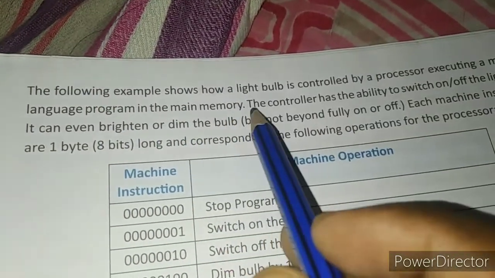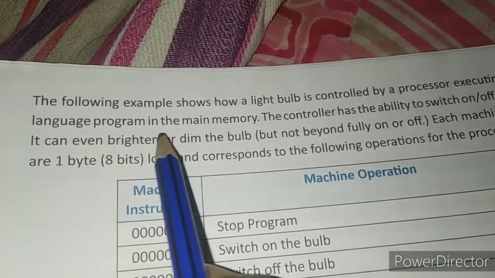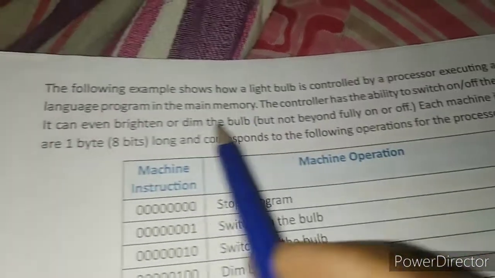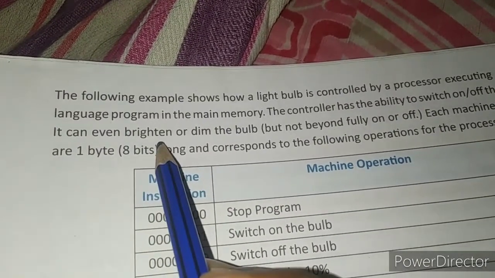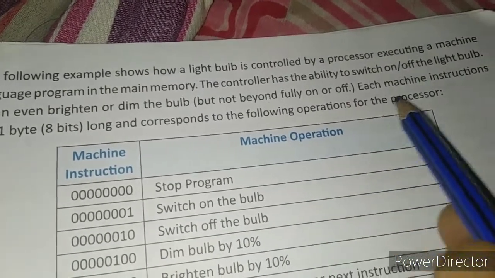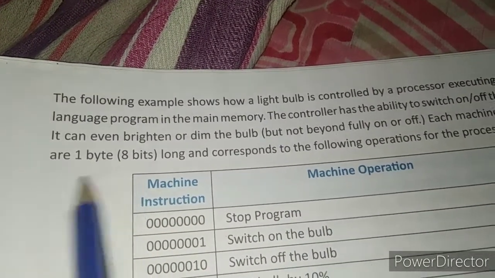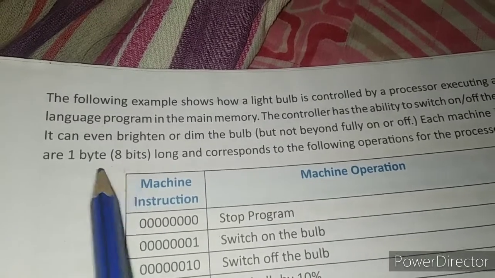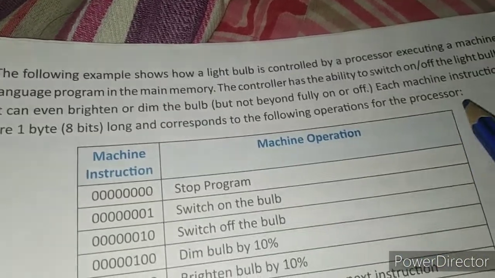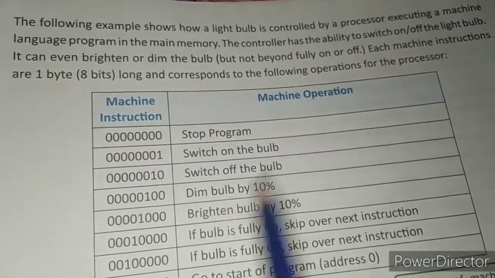The following example shows how a digital bulb is controlled by the processor executing a machine language program in the main memory. The controller has the ability to switch the bulb on or off, and it can even brighten or dim the bulb, but not beyond full on or off. Each machine instruction is 1 byte. 1 byte means 8 bits. These are the units to store the information and correspond to the following operations. These are some instructions to glow a bulb in different manners.